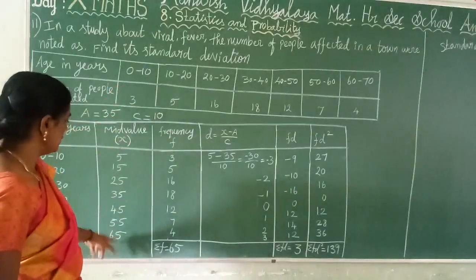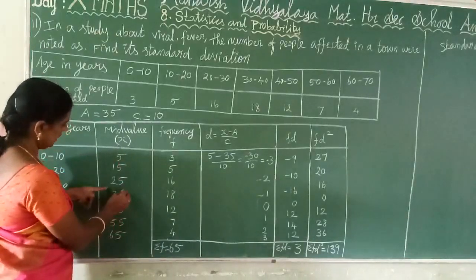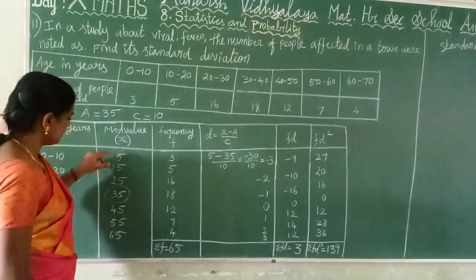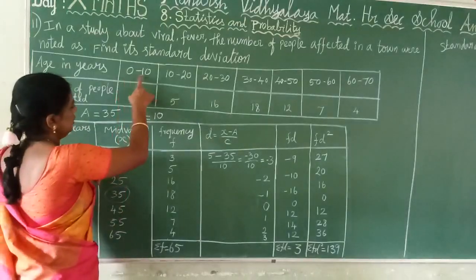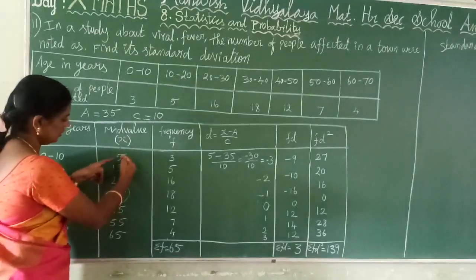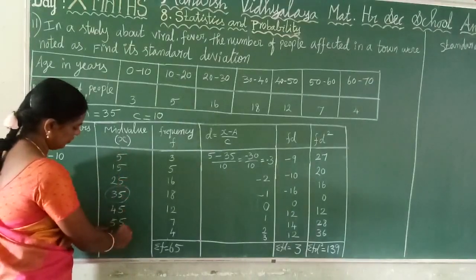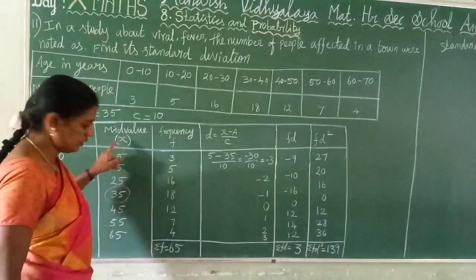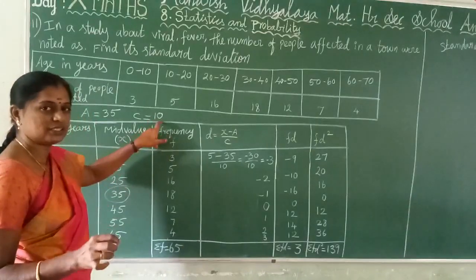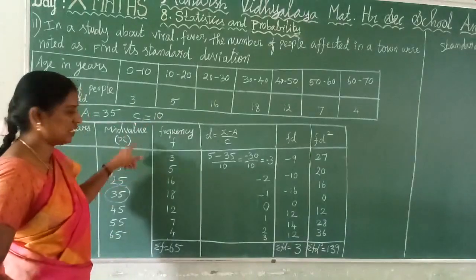Consider this as x. Which is the center of these seven values, 1, 2, 3, 4, 5, 6, 7? The center is 35. So that one you select as the assumed mean. Clear? Next, the common factor. Here 0 to 10 is 10, 10 to 20 is 10, so all the common values are 10. Here also check it: 5 to 15 is 10, 15 to 25 is 10, 25 to 35 is 10, 35 to 45 is 10, 45 to 55 is 10, 55 to 65 is 10. All the intervals are the same. Then only is it possible to take C as 10. If any one is not 10, we cannot consider C as 10. Clear? So the common factor is 10. Then only we consider the C value.